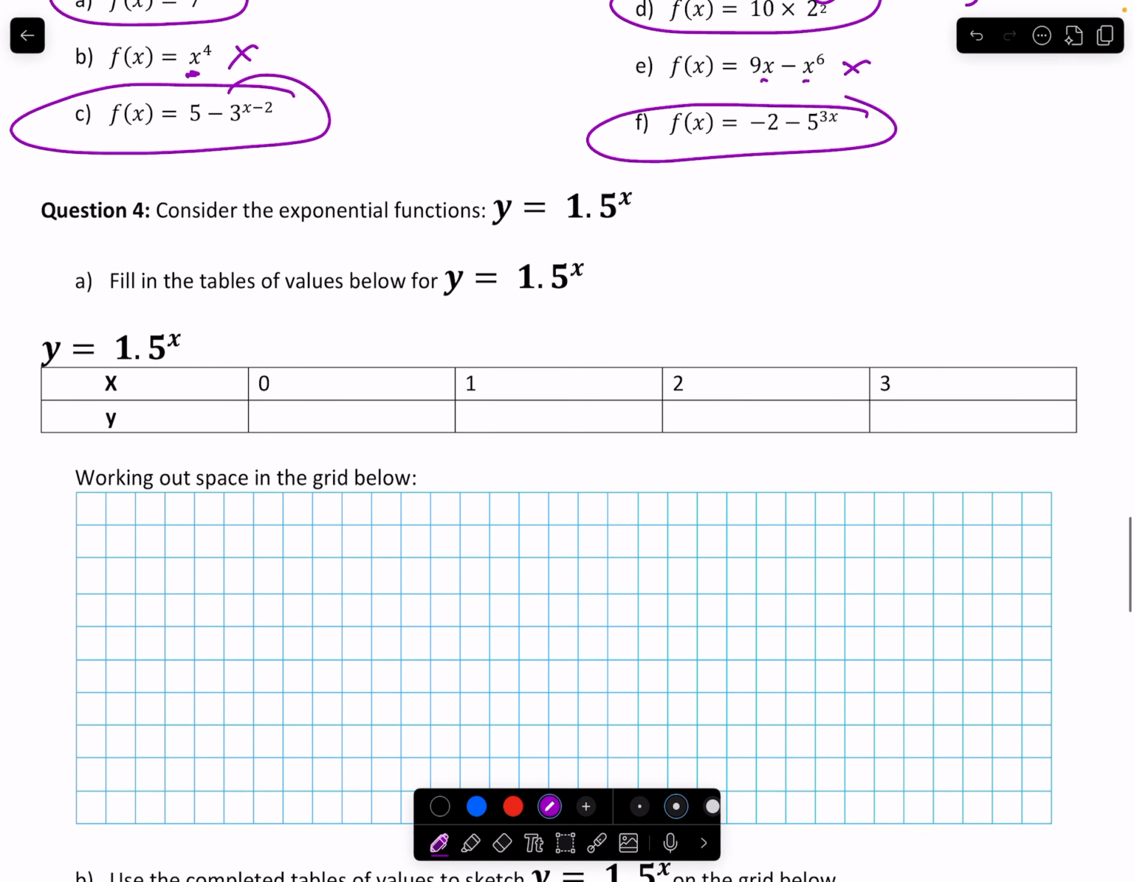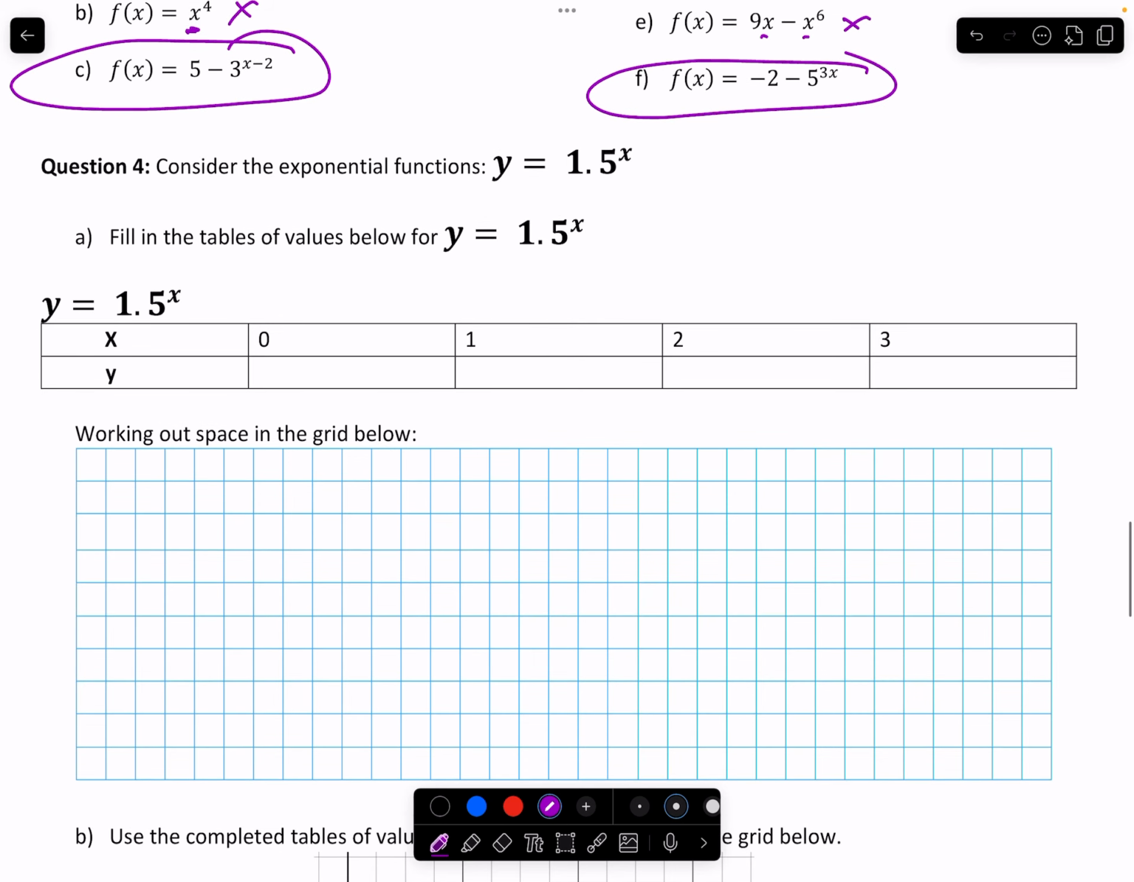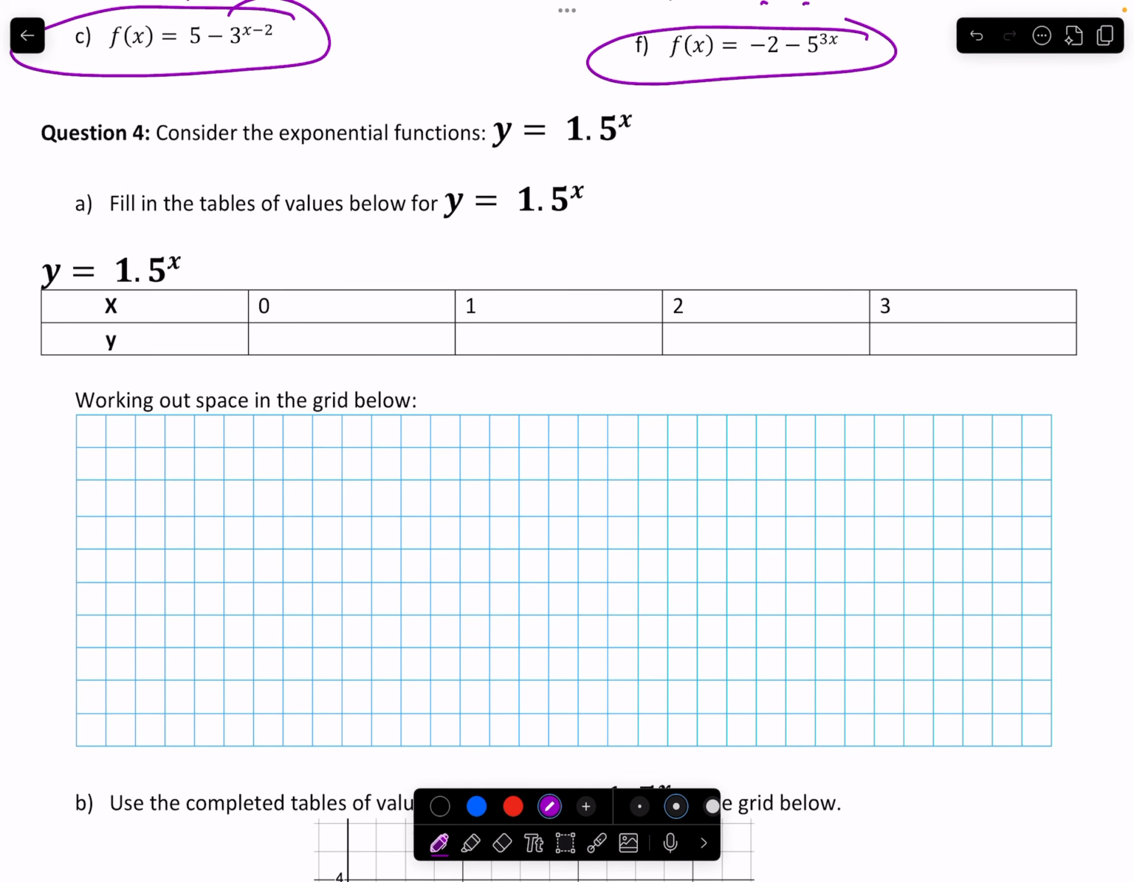Consider the exponential functions. Y is equal to 1.5 to the power of x. Fill in the table of values below for y is equal to 1.5 to the power of x. So x is going to be 0, 1, 2, and 3. We need to work out what y is. So do each calculation. Y is equal to 1.5 to the power of 0. Anything to the power of 0 is 1, so the first one is 1. Y is equal to 1.5 to the power of 1. Anything to the power of 1 is itself, 1.5. Y is equal to 1.5 to the power of 2. This one I can't work out myself. You will need a calculator for this.